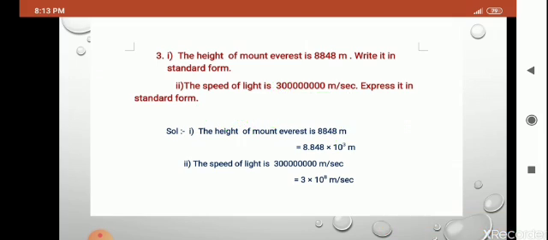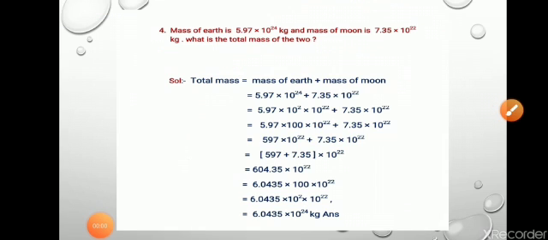Okay, next, fourth, mass of earth is given and mass of moon is also given. You have to find the total mass of the two. So first of all we know that total mass is equal to mass of the earth plus mass of the moon. So here mass of earth 5.97 into 10 to the power 24 plus mass of moon 7.35 into 10 to the power 22. But how can we solve it?